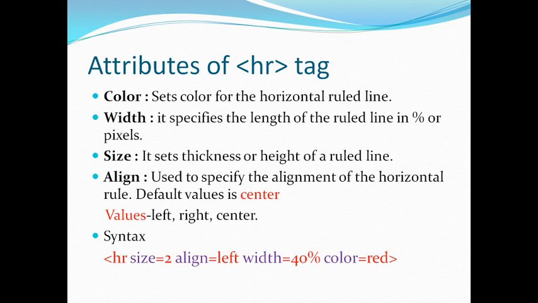Next, align. Align is used to specify the alignment of your horizontal rule. Your default alignment is center. Other than this, the values are left and right. Here is the syntax we are going to write.